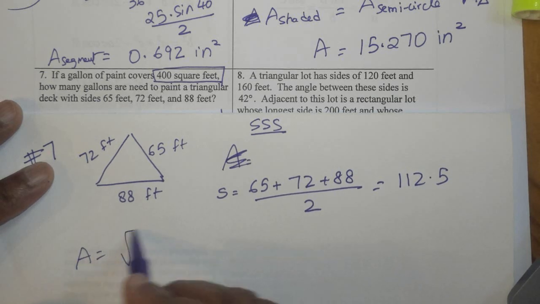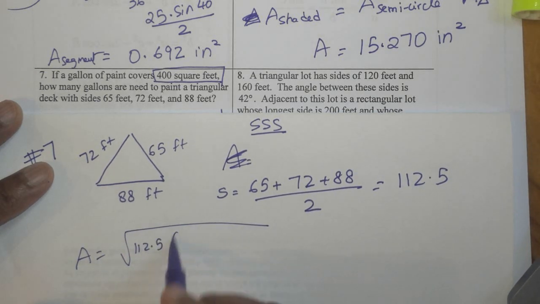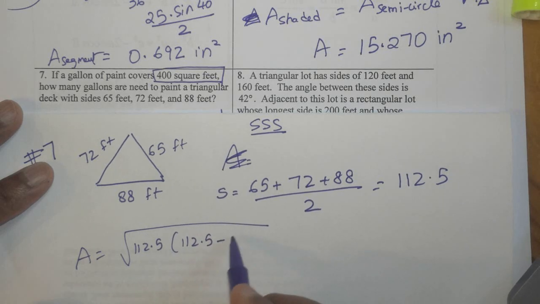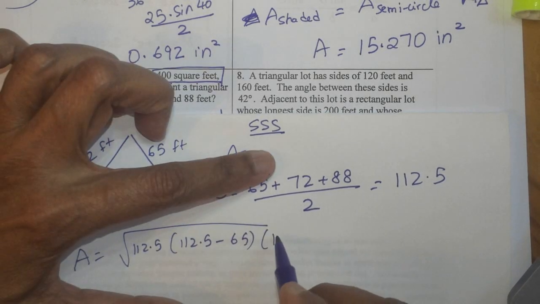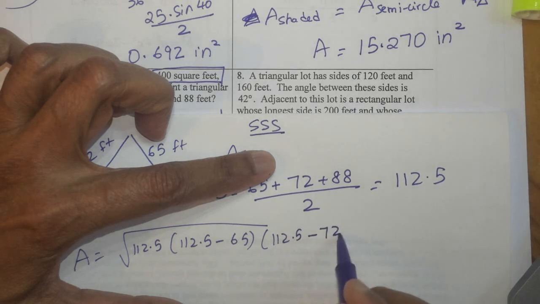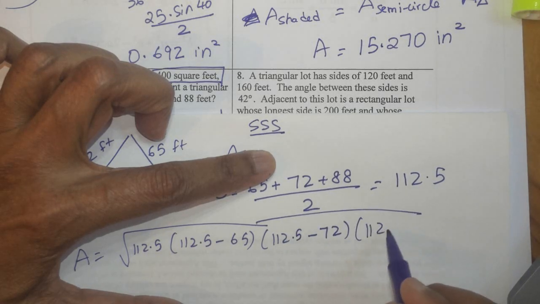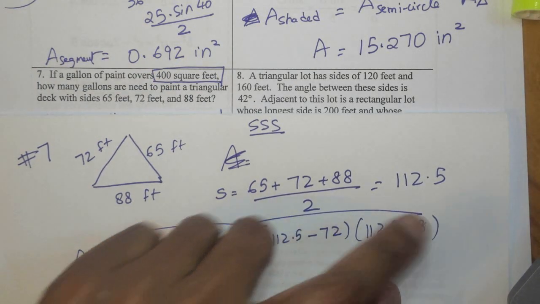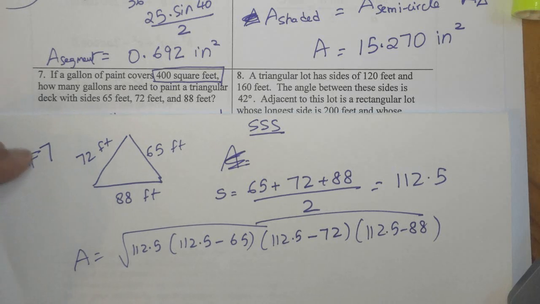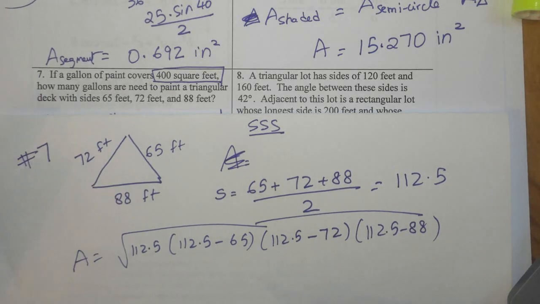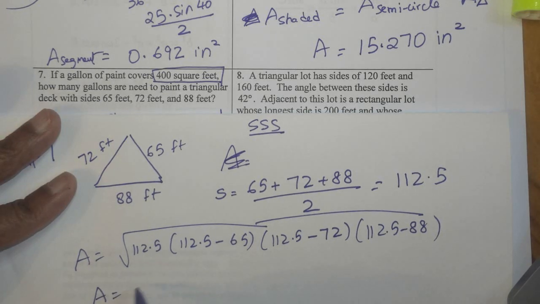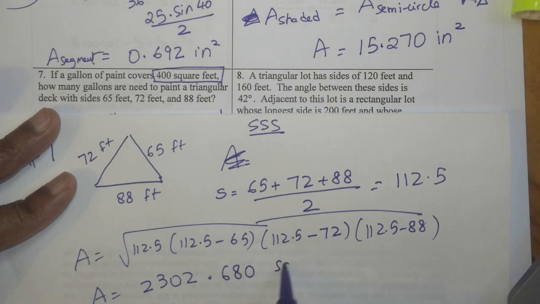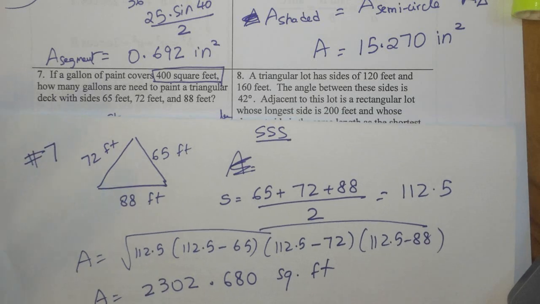So area is going to be the square root of 112.5 times 112.5 minus 65, times 112.5 minus 72, times 112.5 minus 88, right? Isn't that what the formula is? Minus a, minus b, minus c. It doesn't matter what order you put it in. Please put this in your calculator, find the square root, hit pause and finish the work, and you will find the area to be 2302.680 square feet. This is feet, so the area will be in square feet.